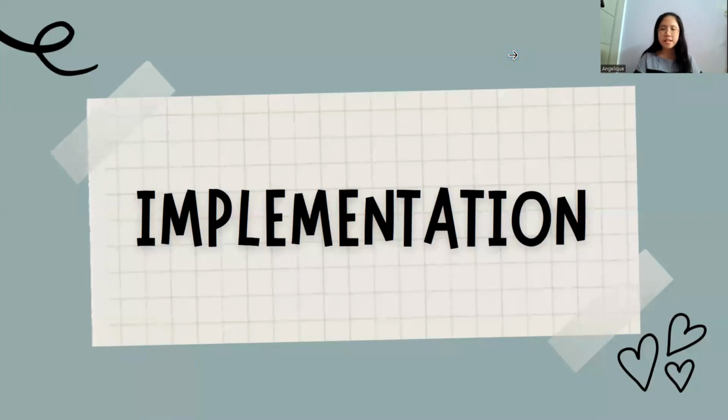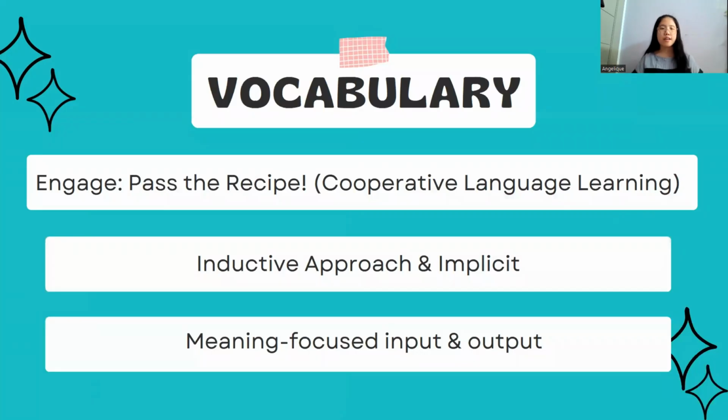Let's move on to the implementation. The first one is vocabulary. During the class, students will enrich their vocabulary acquisition through a game in the engaged session named Pass the Receipt. This game is one of the activities of cooperative language learning because it requires group teamwork to make a complete recipe from the picture by writing the steps in turns. It's like the first person writes the first step and the next will continue.